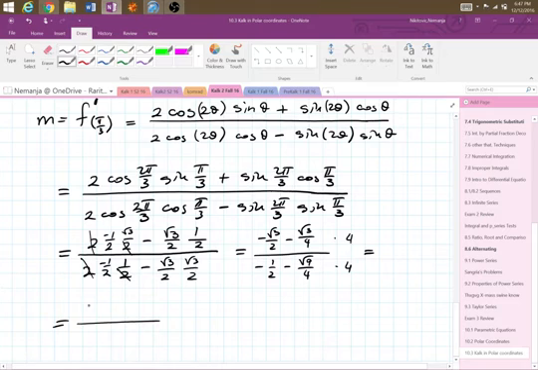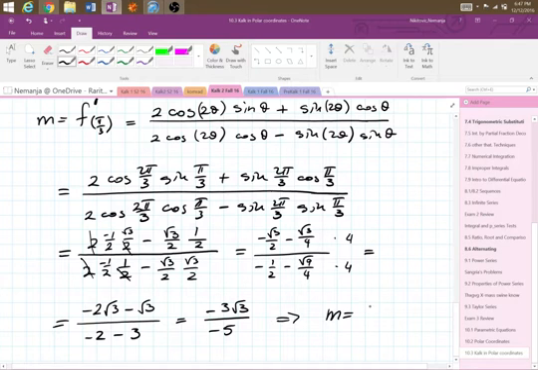Yeah, it is. So negative root 3 minus root 3, first of all, we multiply by 2, so it's negative 2 root 3 minus root 3, divided by negative 2 minus 3. This is negative 3 root 3 divided by negative 5, from where we see that slope m is 3 root 3 over 5.